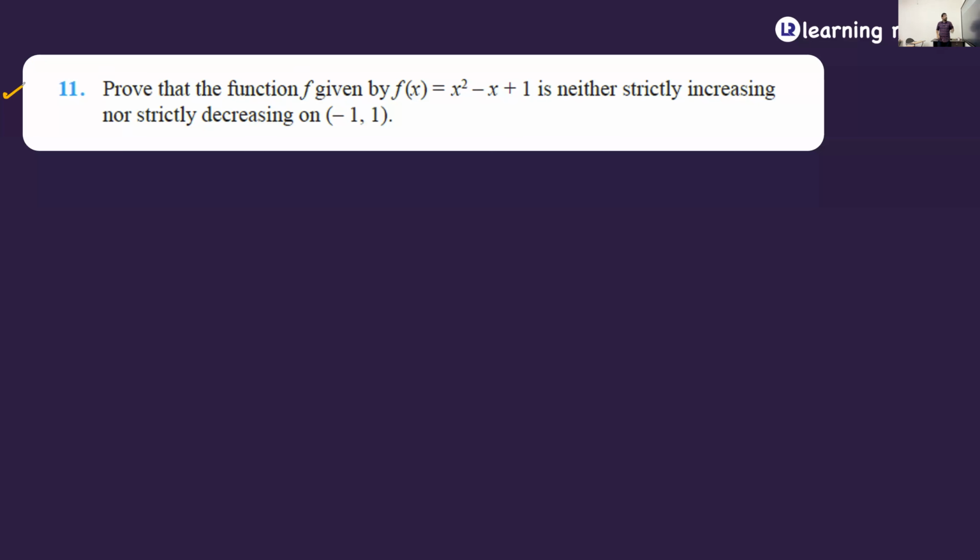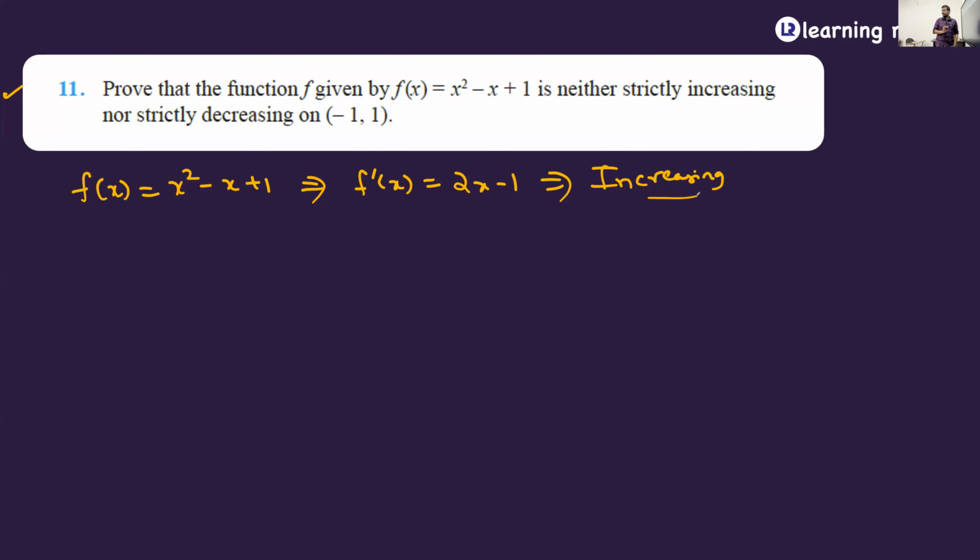11, let's see how to solve. Prove that the function f given by f of x is equal to x square minus x plus 1 is neither strictly increasing nor strictly decreasing on minus 1 to 1. So f of x is equal to x square minus x plus 1, which implies f dash of x is 2x minus 1. So for increasing, what should be the condition?